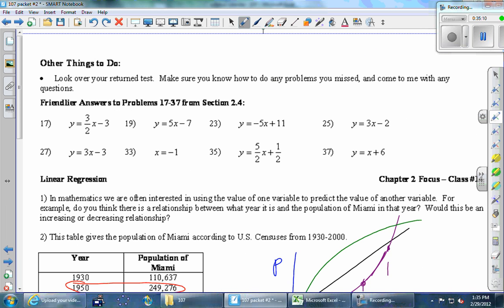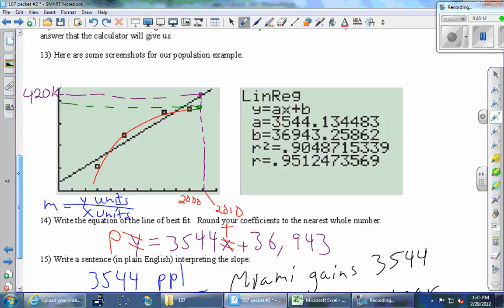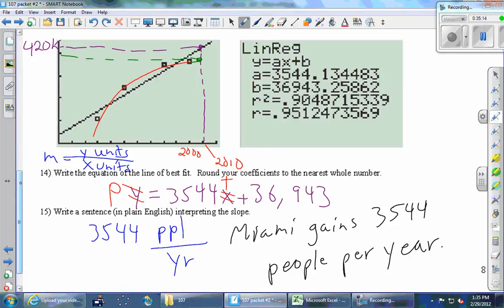Okay, so the goal now that we can analyze, if the calculator gives us this information, we now feel okay analyzing it. So the goal is to be able to get the calculator to do all of this. We've got points to plot, we've got an equation to find, we've got a graph of a line, and then we've got these R's, and maybe we're going to extrapolate and predict populations in 2009.